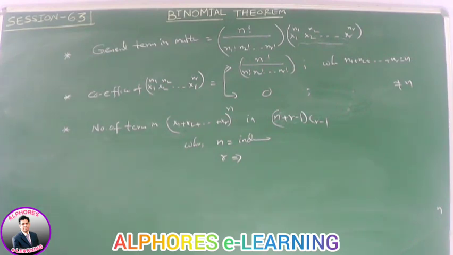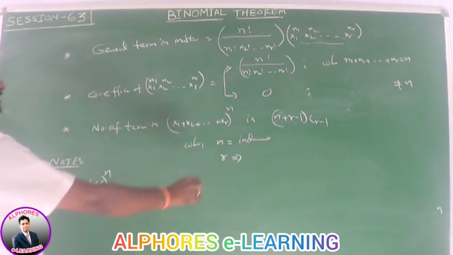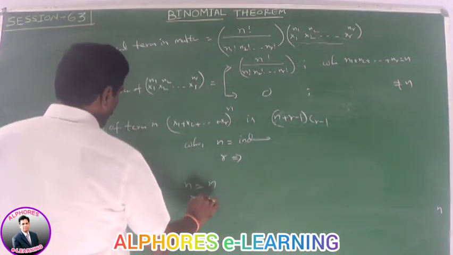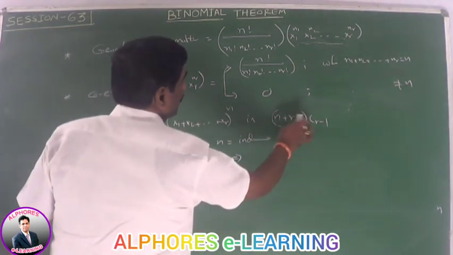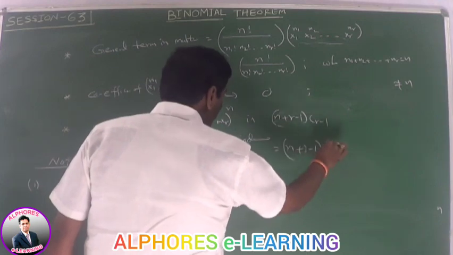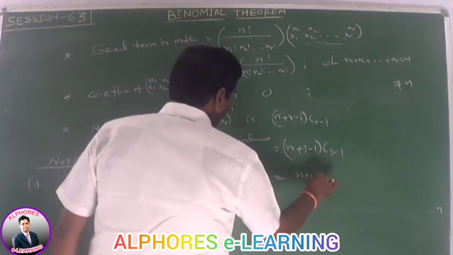Next, please note this value. Note. Suppose the multinomial is in this way: a plus b plus c whole power n. Please observe this value, whole power n. In this case, r is equal to 3. So, the number of terms in this expansion is n plus r minus 1 c r minus 1. Here n is equal to n, r is equal to 3. So, number of terms is n plus 3 minus 1 c 3 minus 1. That is equal to n plus 2 c 2.